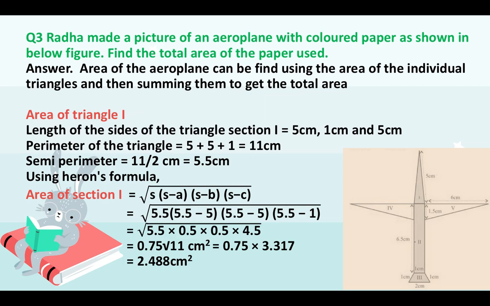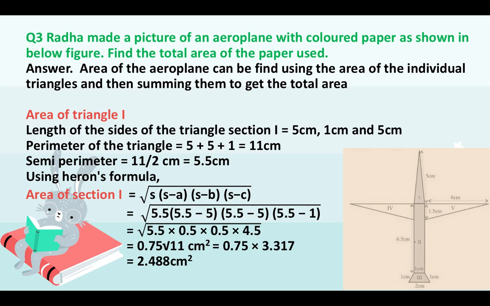First we will calculate the area of the first triangle or the first section. We can use Heron's formula over here. One side is given to me, 5 centimeter. Since this is an aeroplane, it will have symmetry over here. So my other side will also be 5 and the base is 1 centimeter. So I have the area as under root S into S minus A into S minus B into S minus C. So I can calculate S. S is equal to 5 plus 5 plus 1 divided by 2. Semi-perimeter is equal to 5.5 centimeters.